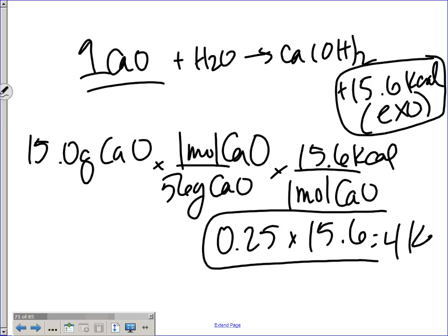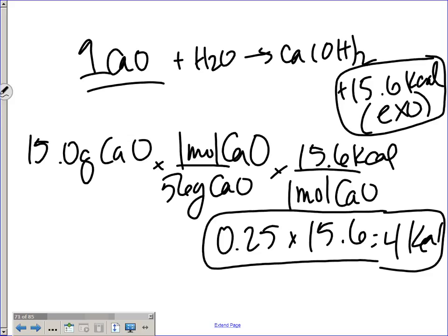4. It should have been the one that was approximately 4 kilocalories. You could probably estimate some of that in your head. So 15 divided by 56 is about a quarter, so 0.25 times 15. Well, it's a quarter of 15. Oh no, but a quarter of 16 is 4. So that was like the blue one, 4.16 or something like that.